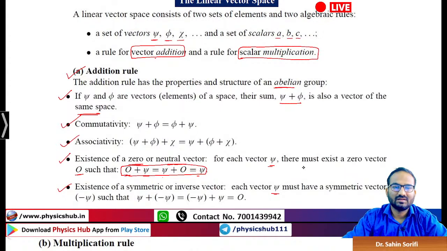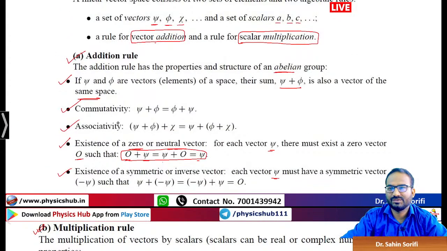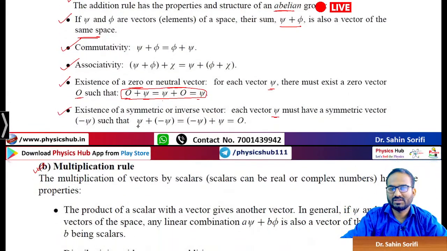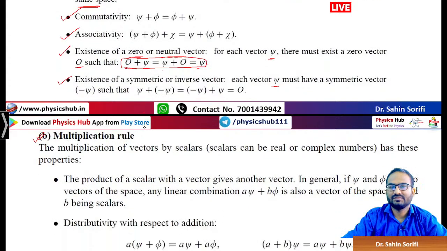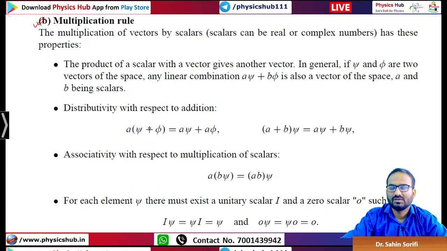What about the scalar multiplication rule? Look, these are just for your reference. It may be useful for making a base in mathematics. You have already read it, I have just gathered it at one place.